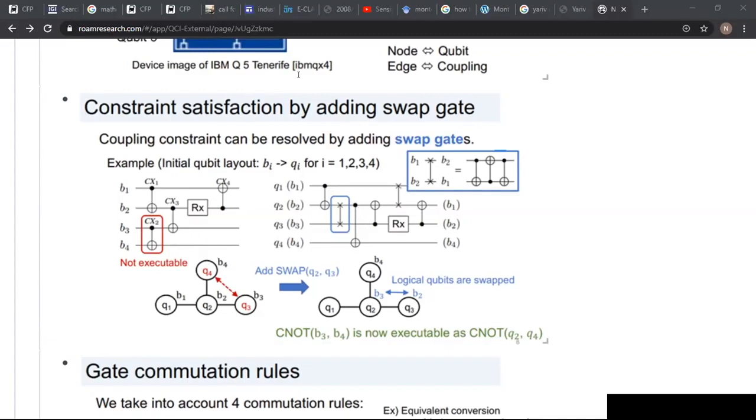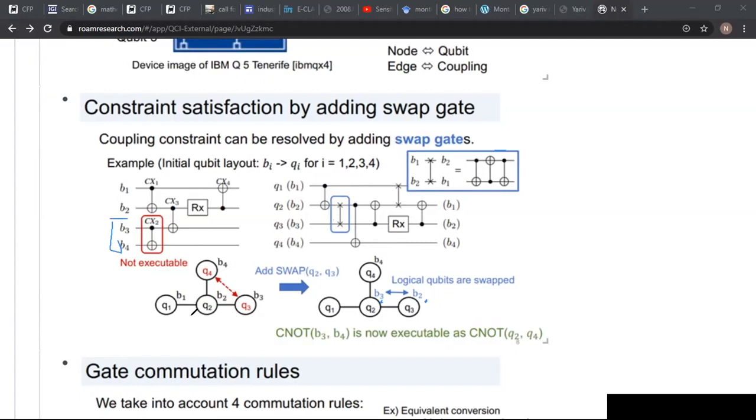So initially we had CNOT between B3 and B4. Now we swap down the states. We have B3 on Q2 and B2 on Q3. So just to get the difference: B1, B2, B3, B4 are nothing but the ideal logical qubit states, the logical qubits which are there on the compiler side, and Q1, Q2, Q3, Q4 are nothing but the physical qubits which are right down there.